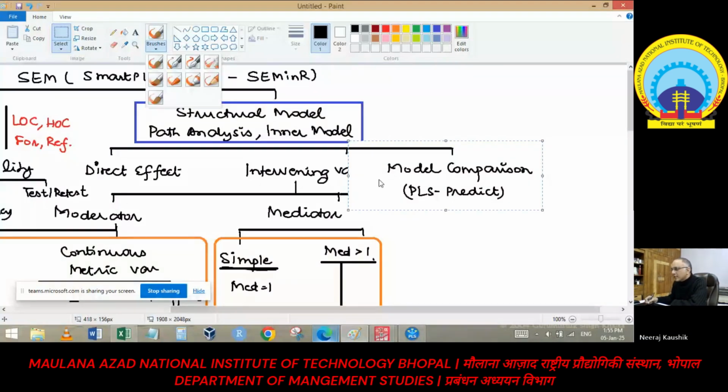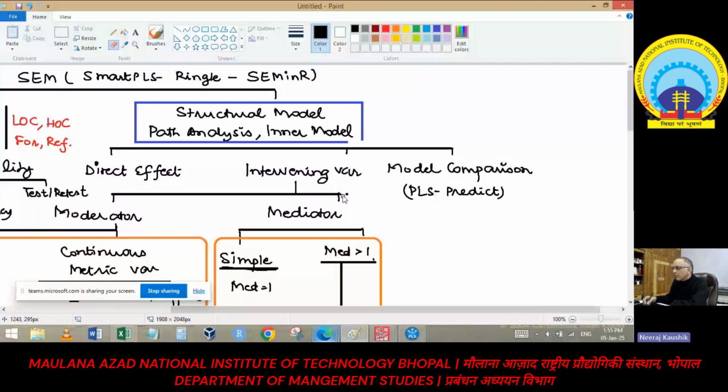So now this is the concept. We can work in the structural model: direct effect, intervening variable, or there is model comparison. Three things we can work on in the domain of SEM. In the intervening, there's a mediator and the moderator. Okay. Thank you, Monu, for pointing out this thing. I hope it's okay.